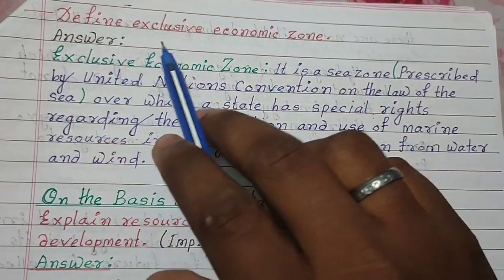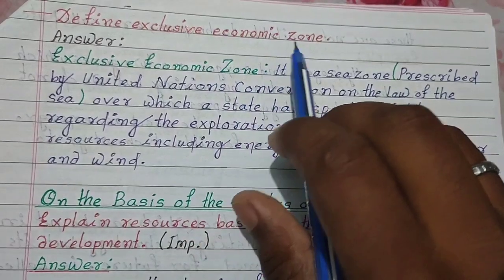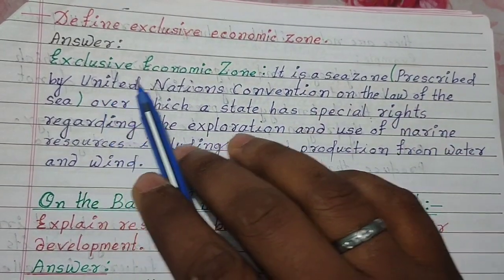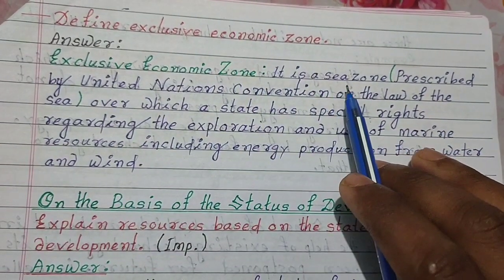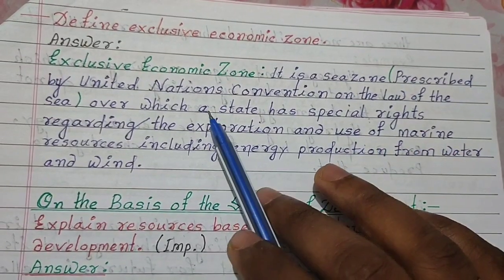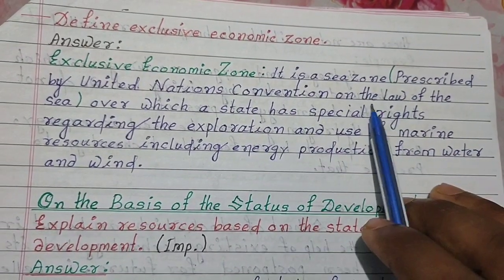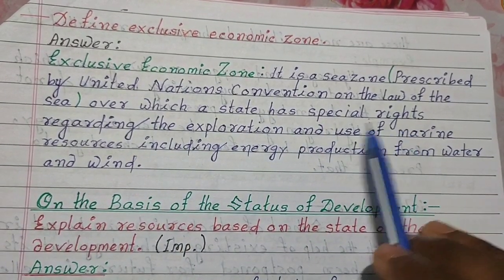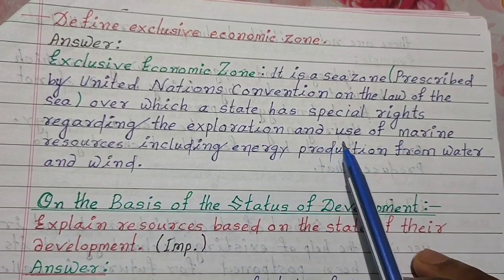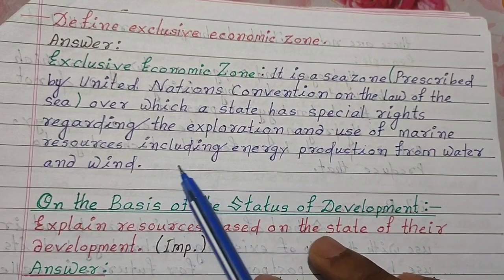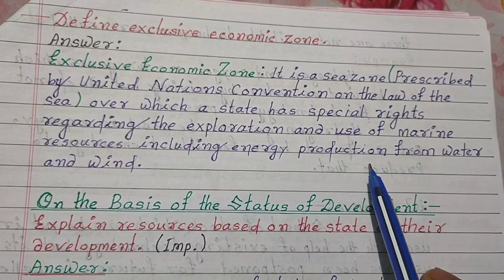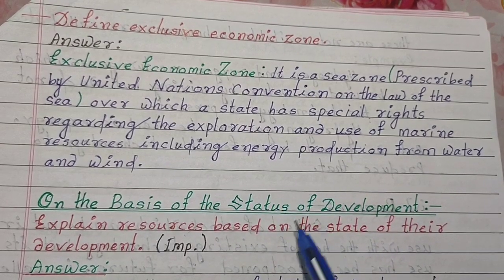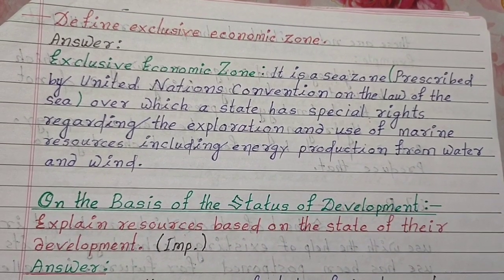Next, define exclusive economic zone. The exclusive economic zone is a sea zone prescribed by the United Nations Convention on the Law of the Sea, over which a state has special rights regarding the exploration and use of marine resources, including energy production from water and wind. This is known as the exclusive economic zone.